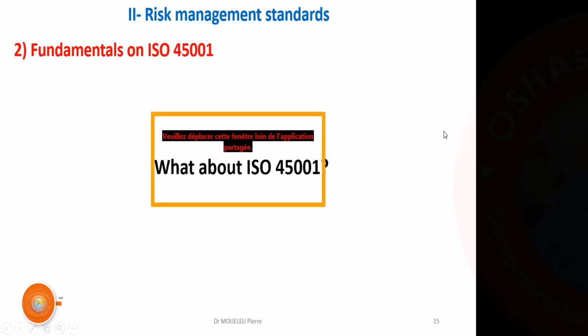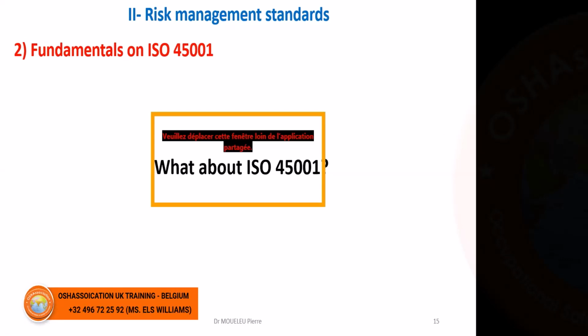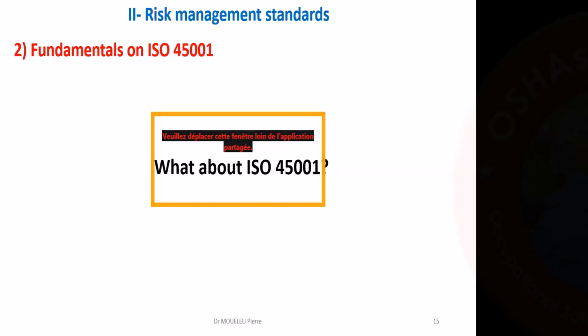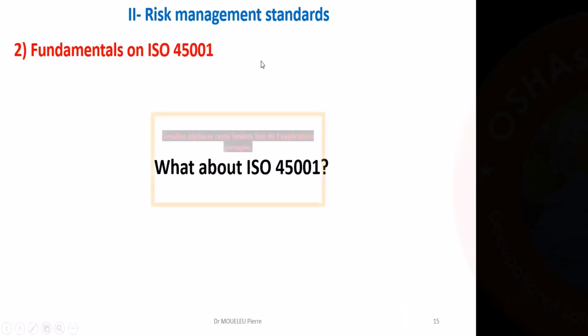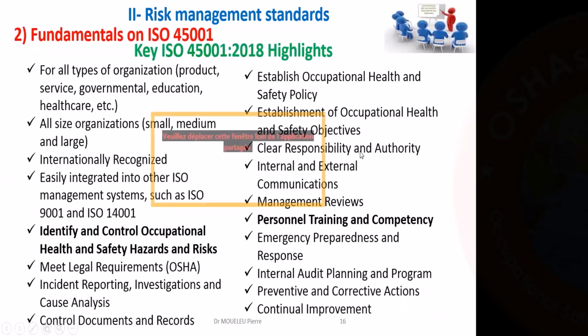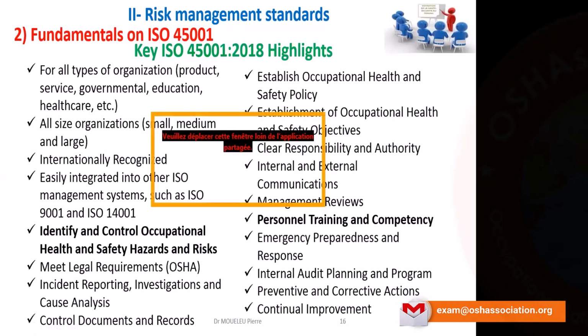As you can check, it is the most applied standard of occupational health and safety now in the world, and it replaced what they used to call OHSAS 18001, published in 2007. OHSAS was replaced by this standard on the 12th of March 2018. What is it exactly? Here are the key highlights of this standard. It is for all types of organizations. So if you are in product, service, governmental, non-governmental, education, healthcare, and so on, this standard can be applied. It applies to organizations of all sizes.